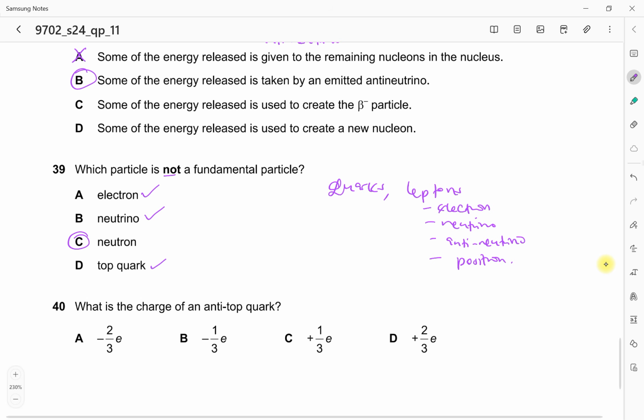What is the charge of an anti-top quark? So remember, top, charm, up all have charge of positive 2 over 3e. So it means the antiparticles have the opposite charge. So anti-top has a charge of negative 2 over 3e. So the answer here is going to be A.